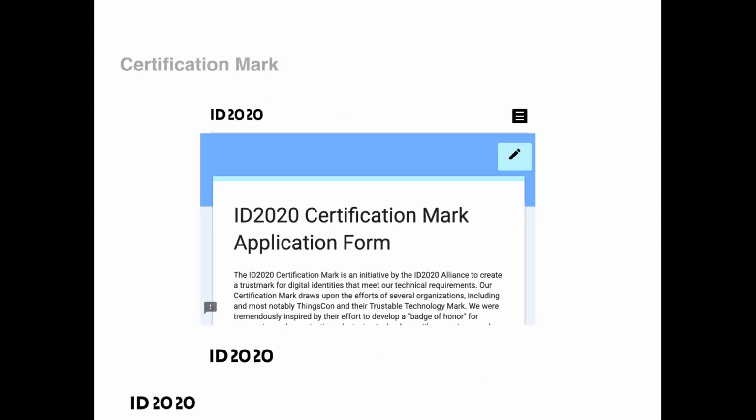So similarly, we went really simple on the certification mark. This is just a screen grab of the top of the application form. And I should mention we were really inspired by the work of the Trustable Technology mark, which is a trust mark for IoT devices, when we were drafting this. So we definitely owe a lot of our learning to that scheme.